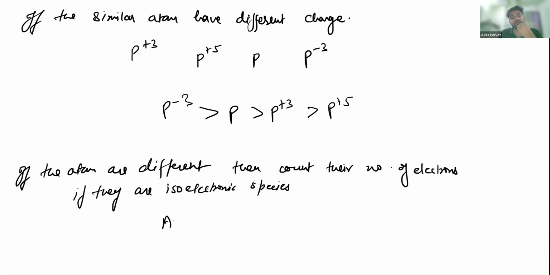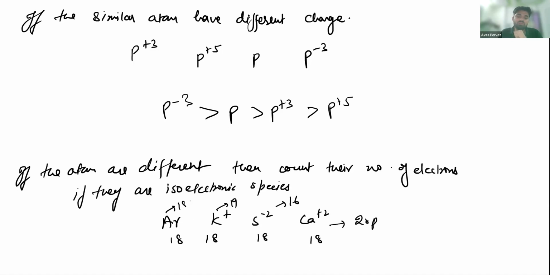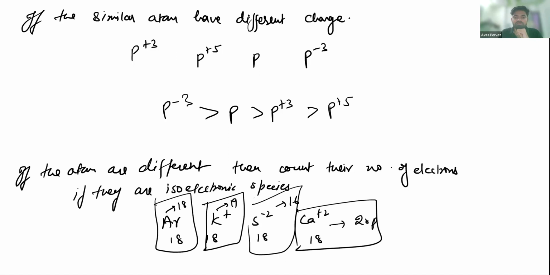like we are talking about argon, potassium 1 positive, sulfide minus 2, calcium 2 positive, they are going to have 18 electrons. So they can be arranged, you know that the one with more protons will have a smaller size. So here they all have 18 electrons, but this one has 20 protons, this one has 16 protons, this one has 19 protons, this one has 18 protons. So this will be the smallest, this will be the second one, this will be the third one, and this will be the fourth one, this will be the biggest. Got it?